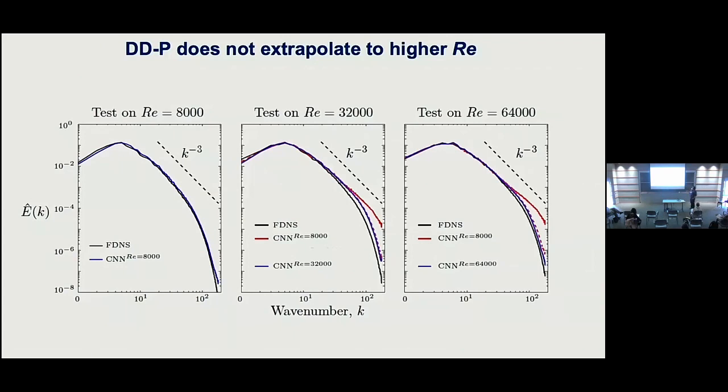Here I'm showing you results from the online simulations when we have trained and tested the CNN on the Reynolds number of 8,000. The black line is the spectrum of the FDNS, the kinetic energy, and the blue line is the CNN. So it works well when you do the testing and training on the same Reynolds number. Now, if you use that same CNN trained on the Reynolds number of 8,000 and apply it to a flow that has a Reynolds number of 32,000 or 64,000, you get this red line. So the spectrum deviates. It doesn't extrapolate.